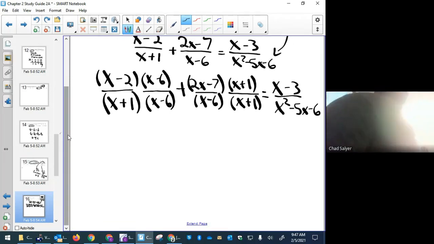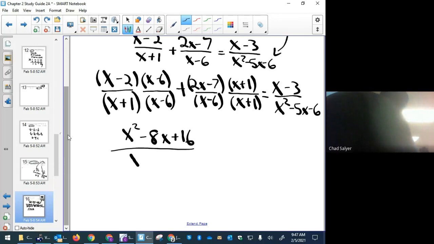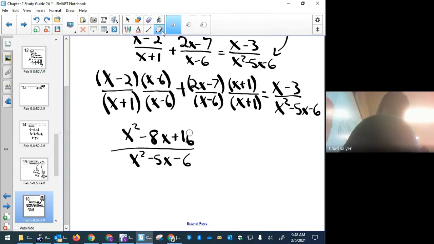Might or might not. So multiplying this out here, I get x squared minus 8x plus 16 over x squared minus 5x minus 6. x times x is x squared. x times minus 6 is minus 6x. x times minus 2 is minus 2x, which combine to make minus 8x. Minus 2 times minus 6, that should be a 12, actually. Boo-boo, sorry. Good thing I double-checked this.